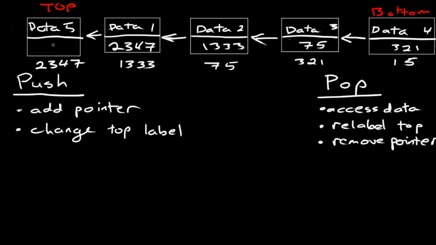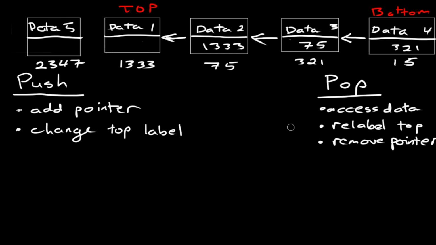Similarly with popping, we would start by accessing the data, and then we would relabel the top. So we would put top back onto that second spot, and then we would also remove the pointer in that second spot, which would essentially dissolve the connection between these two pieces of data, effectively removing our previous top from the list. And I also claimed that this occurred in big O of one time, or just constant time, where it would be the same fixed amount of steps every time. We would access the data, relabel the top, remove the pointer.